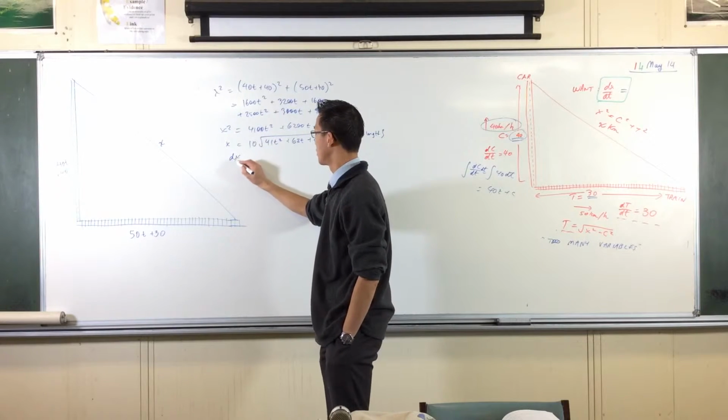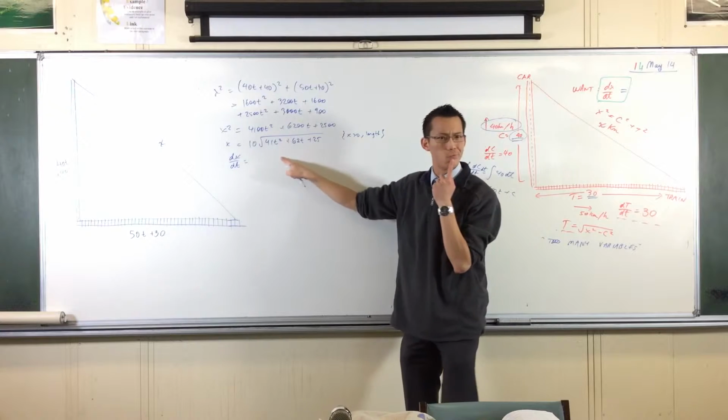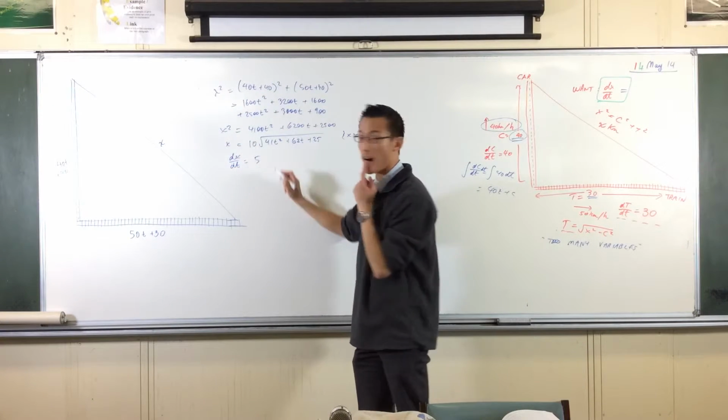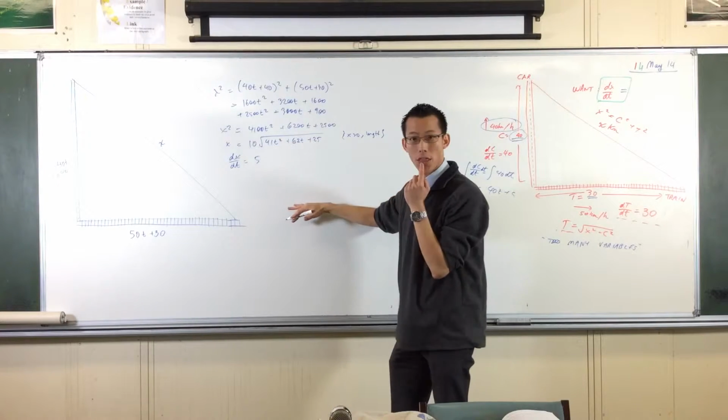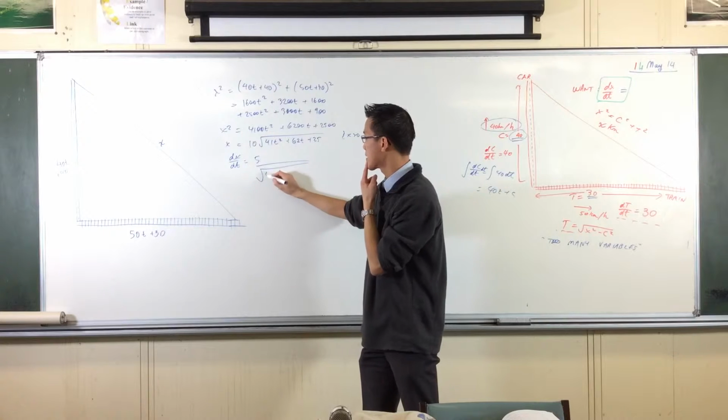This is to the power of a half. Can we do this in our heads? The half will come out the front. That'll become a 5, right? It'll go on the denominator because it'll become negative a half, so that'll be this.